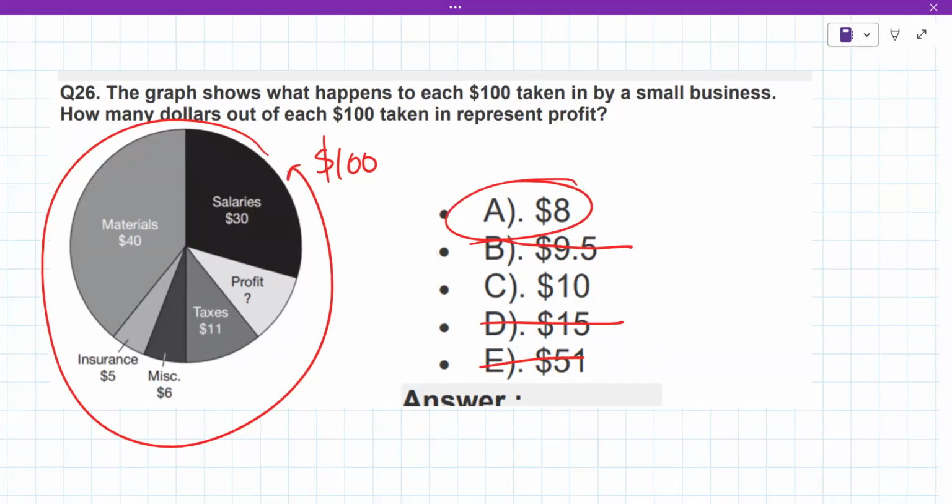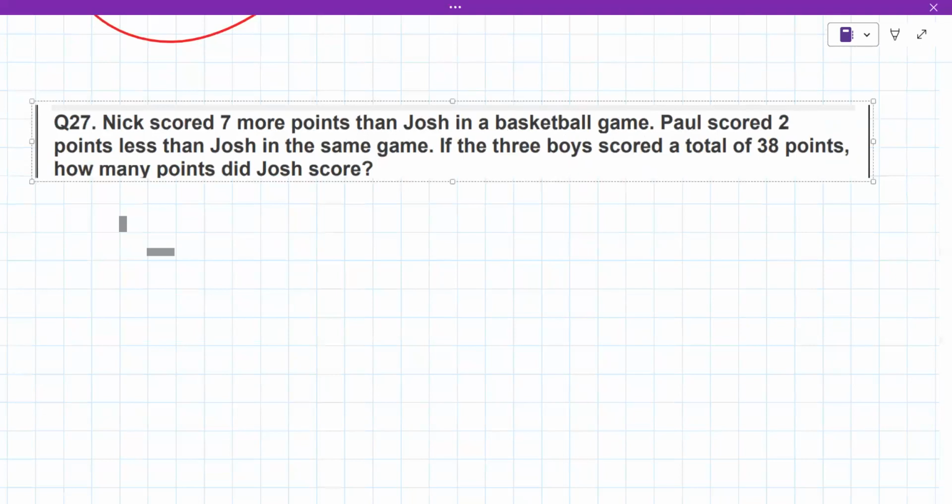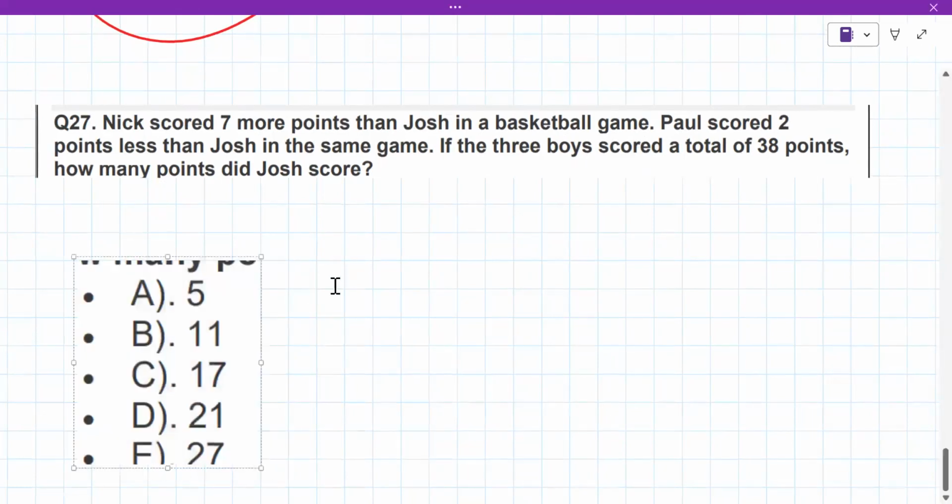All right, so here's another table question. We want to do this as a table. Let me show you that here. You snip in the answers. All right. Nick scored 7 more points than Josh in a basketball game. Paul scored 2 points less than Josh in the same game. If the 3 boys scored a total of 38 points, how many points did Josh score? These answers here, who do they refer to? Nick, Josh, or Paul?